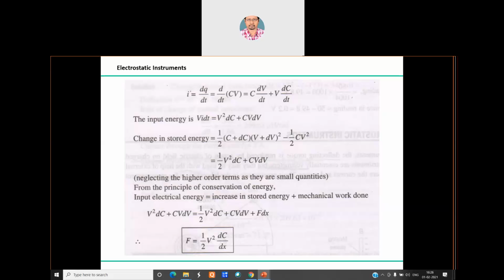So voltage is also variable, and C, that is the capacitance, is also variable. So assume one at a time, and therefore you get the equation C dV by dt plus V dC by dt. Now therefore the amount of input energy, that is Vi dt, is the same. Substitute the value of I in terms of V. So you are getting V square dC plus C into V into dV.